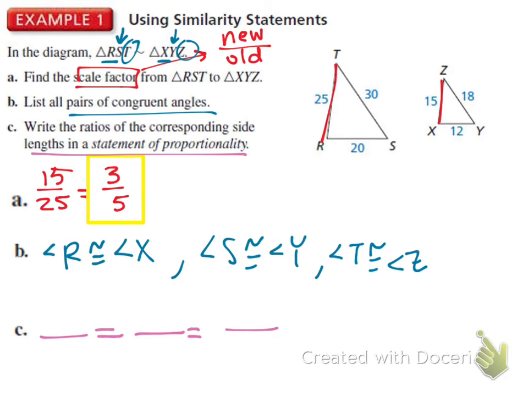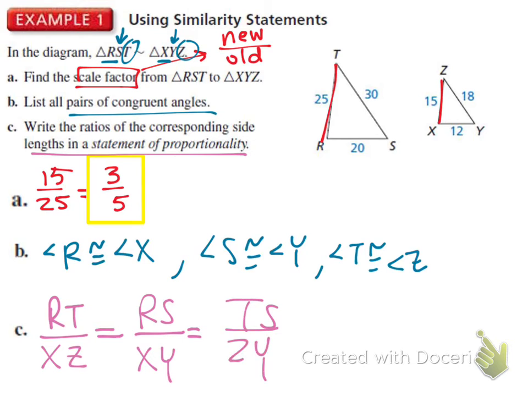What side length did most of you start with? RT. So if you said RT, what corresponds with RT? XZ. What side did you pick next? RS, which corresponds with XY. And then last is TS, which corresponds with ZY.